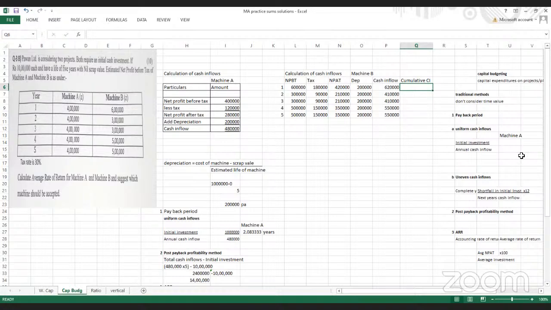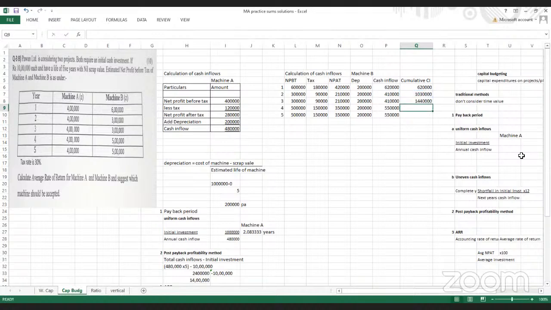Okay, so for first year, my total cash inflow is how much? 6,20,000 only. Now in second year, I'll add 620 plus 4,10,000. Okay, just go on adding. Understood? So previous year total plus current year's cash. 10,30,000. Now how you get for third year? 10,30,000 plus 410. Understood now? So total till previous year plus current year's cash.